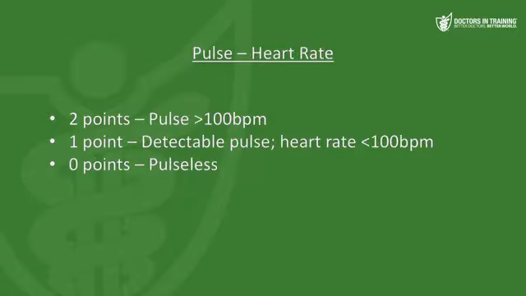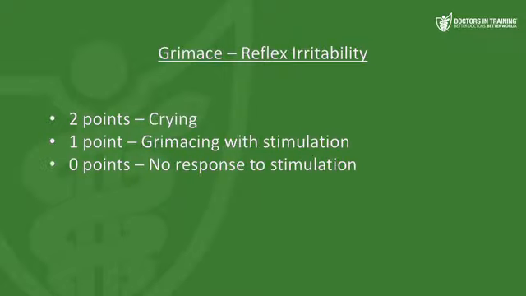Next, P stands for pulse rate. 0 on this score indicates a pulseless newborn. 1 indicates a detectable pulse with a heart rate less than 100 beats per minute, and 2 for a pulse of 100 or more. G stands for grimace or reflex irritability.